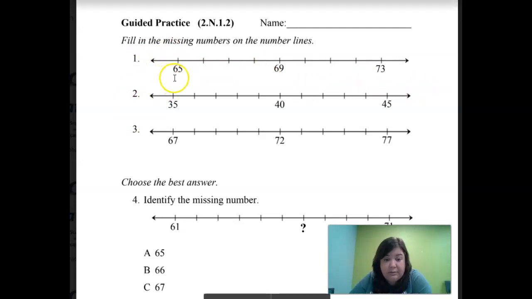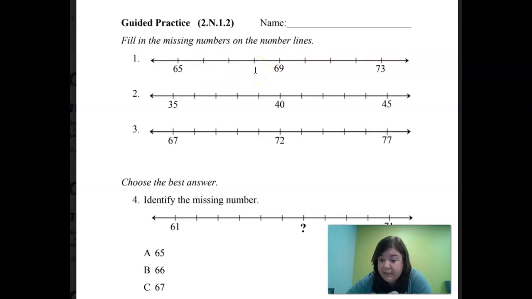So write down number 1, and then you're going to put the first answer. What's the first answer? 65. What comes next? 66. So you're going to write 66 and the missing number. So pause the video and do that, and then come back, and I'll go over the answers with you, and you're going to check to see if you're correct, okay? So pause that video and work on those 3 problems right now.